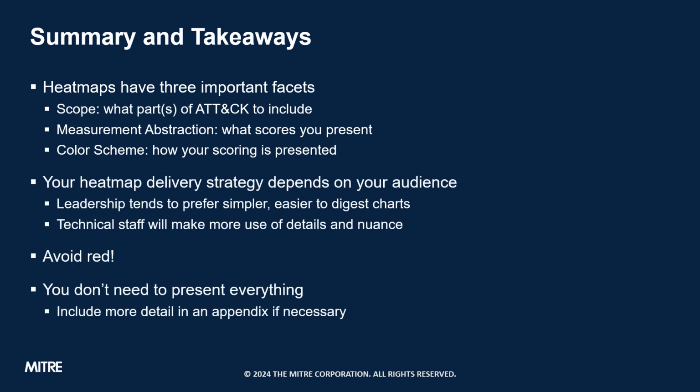So a few summary points and takeaways to close out this lesson. Number one, heat maps have three important facets: the scope, which is the parts of attack to include, the measurement abstraction, which is really what scores you present, and the color scheme, which dictates how your scoring is presented. Your heat map delivery strategy ultimately depends on your audience. In my experience, leadership tends to prefer the simpler, easier to digest charts, whereas technical staff can make more use of the details and nuance.